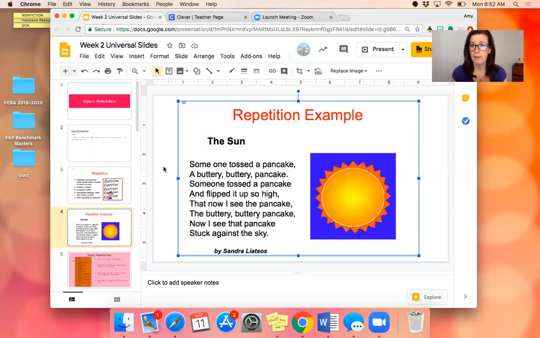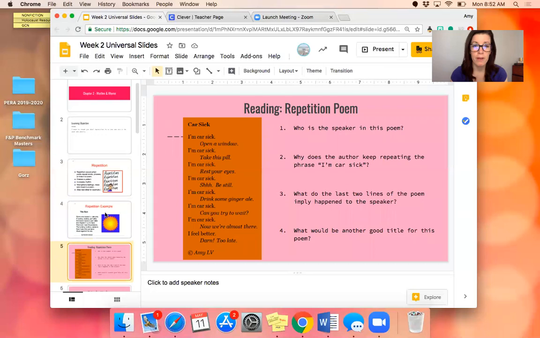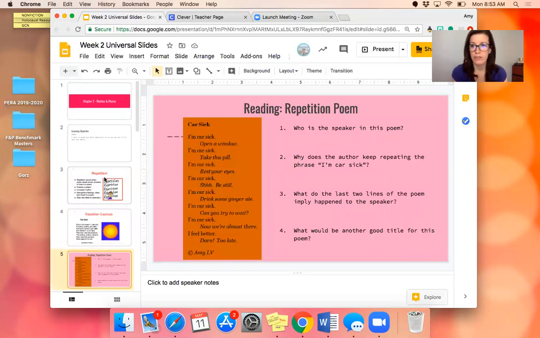So today I'm going to challenge you in the Google form that's attached to do the same thing. You're going to read a poem called Car Sick. And I really want you to think about why there's repetition and what it's doing and why the phrase car sick is a great title for that poem.